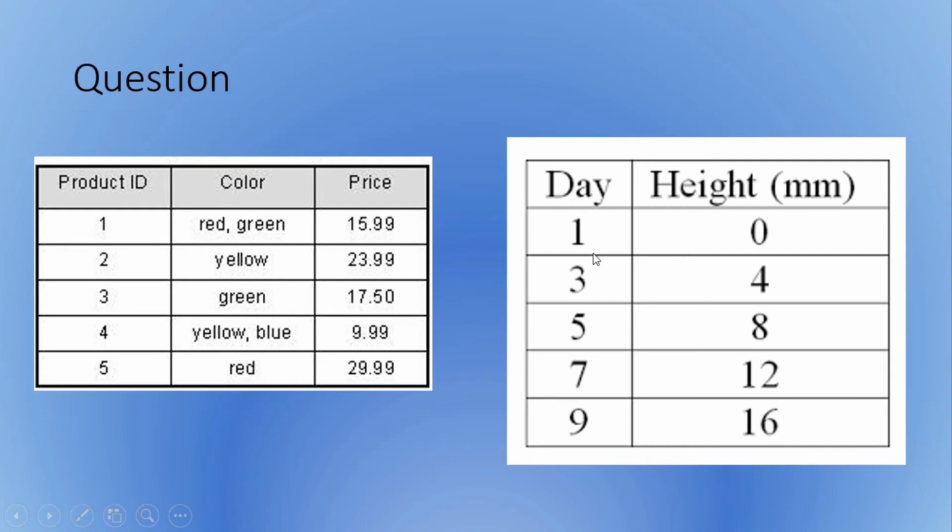In the second table, I have 1 column and 2 columns. How many rows? 1, 2, 3, 4, 5, 6. In this table, I have 2 columns and 6 rows.